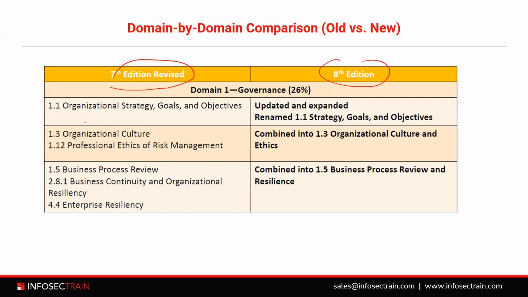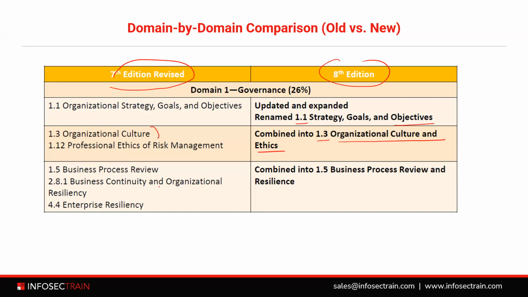In the previous version, section 1.1, organizational strategy, goals and objectives, has been updated and expanded. A bit more discussion has been added, and it is renamed, though the section number remains the same: strategy, goals and objectives. In the earlier version, section 1.3 organization culture and section 1.12 professional ethics of risk management have been combined into one section, which is 1.3 organizational culture and ethics.